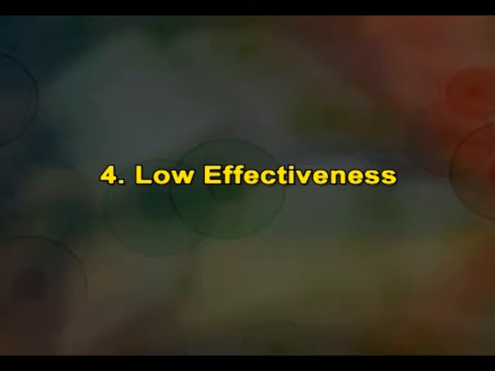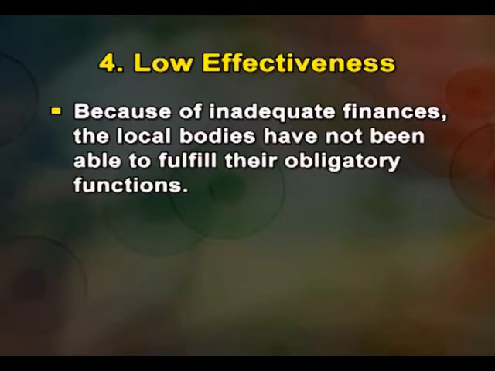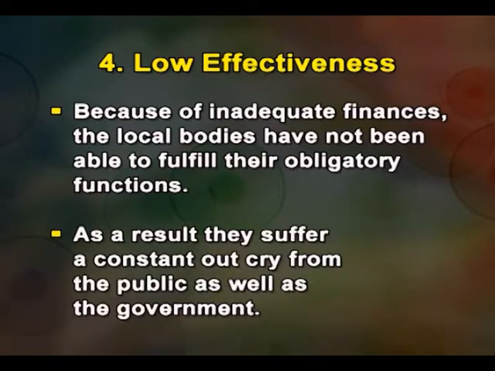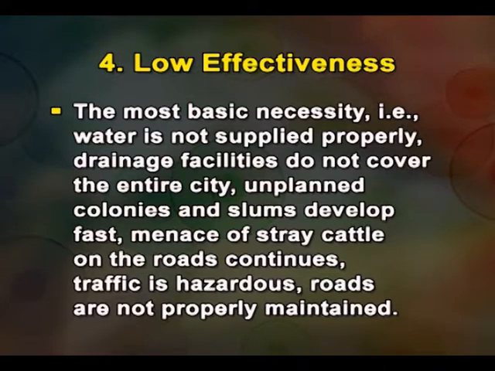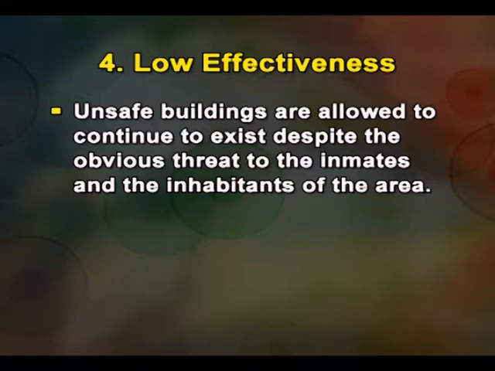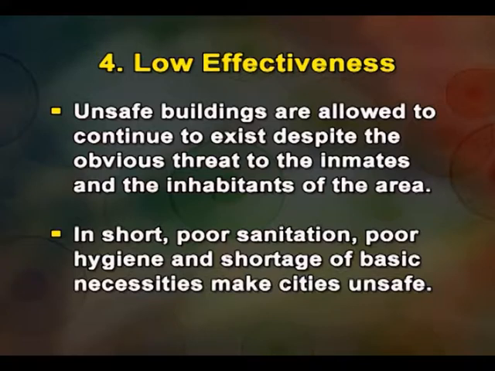Fourth point is low effectiveness. Because of inadequate finances, the local bodies have not been able to fulfill their obligatory functions. As a result, they suffer a constant outcry from the public as well as the government. For example, basic necessities like water are not supplied properly, drainage facilities do not cover the entire city, and the majority of cities and towns have open drainage systems. Unplanned colonies and slums are fast developing and demanding more and more services, and stray cattle remain an important menace on the roads, and hazardous traffic is not properly maintained. Unsafe buildings are allowed to continue to exist despite the obvious threat to the inmates and inhabitants of the area. In short, poor sanitation, poor hygiene and shortage of basic necessities make cities unsafe.